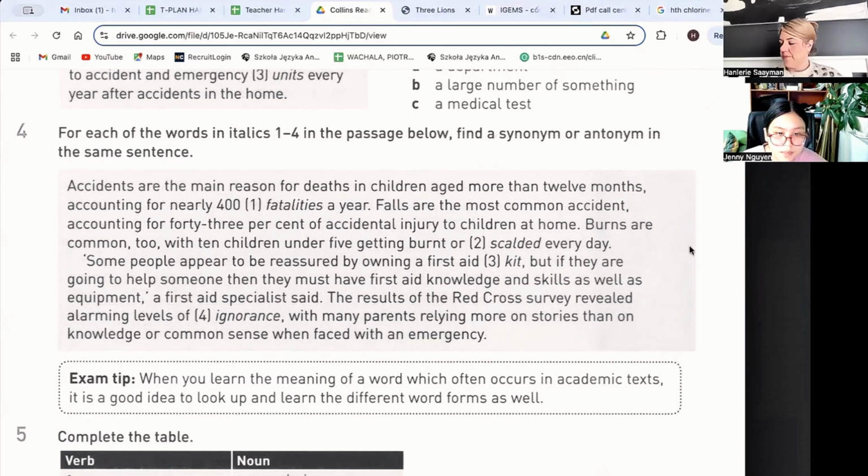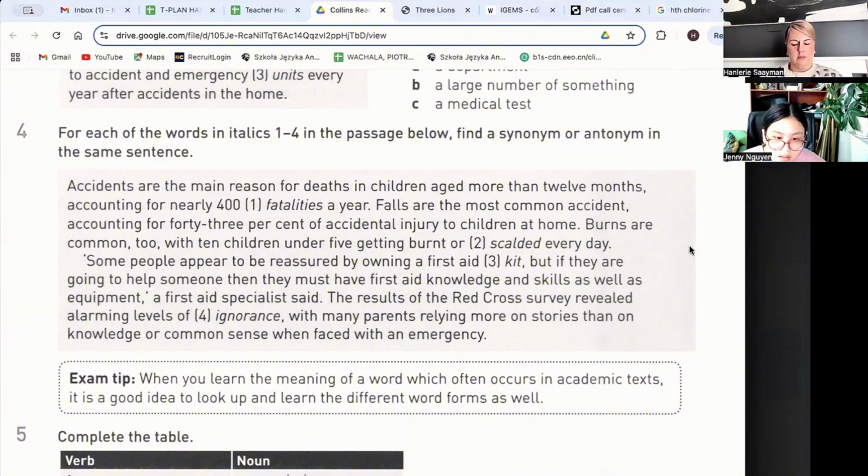This accident are the main reason for death in children aged more than 12 months, accounting for nearly 400 facilities a year. Falls are the most common accidents, accounting for 43% of accidental injury to children at home. Burns are common too, with 10 children under 5 getting burned or scared every day. Some people appear reserved by owning a first aid kit, but if they are going to help someone, then they must have first aid knowledge in schools, as well as equipment.